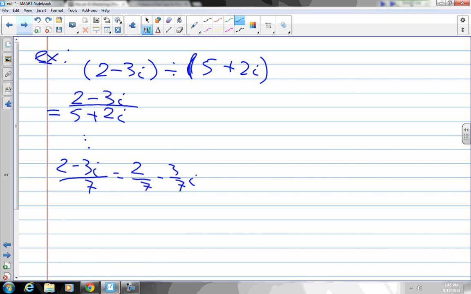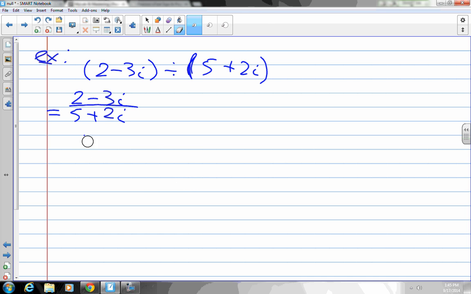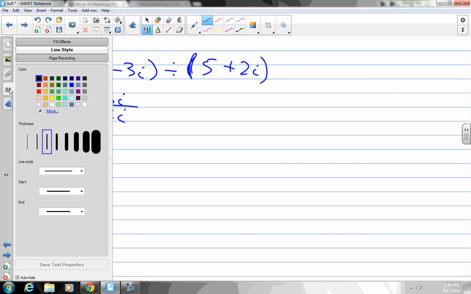But that's not the case in my example. My denominator is not a pretty positive integer. So, for those of you who are friends with your short-term memory, is there a way to turn a complex number into a positive integer? Is there something I can multiply a complex number by to turn it into a positive integer? Anyone remembers? Conjugate. Multiply by the conjugate.